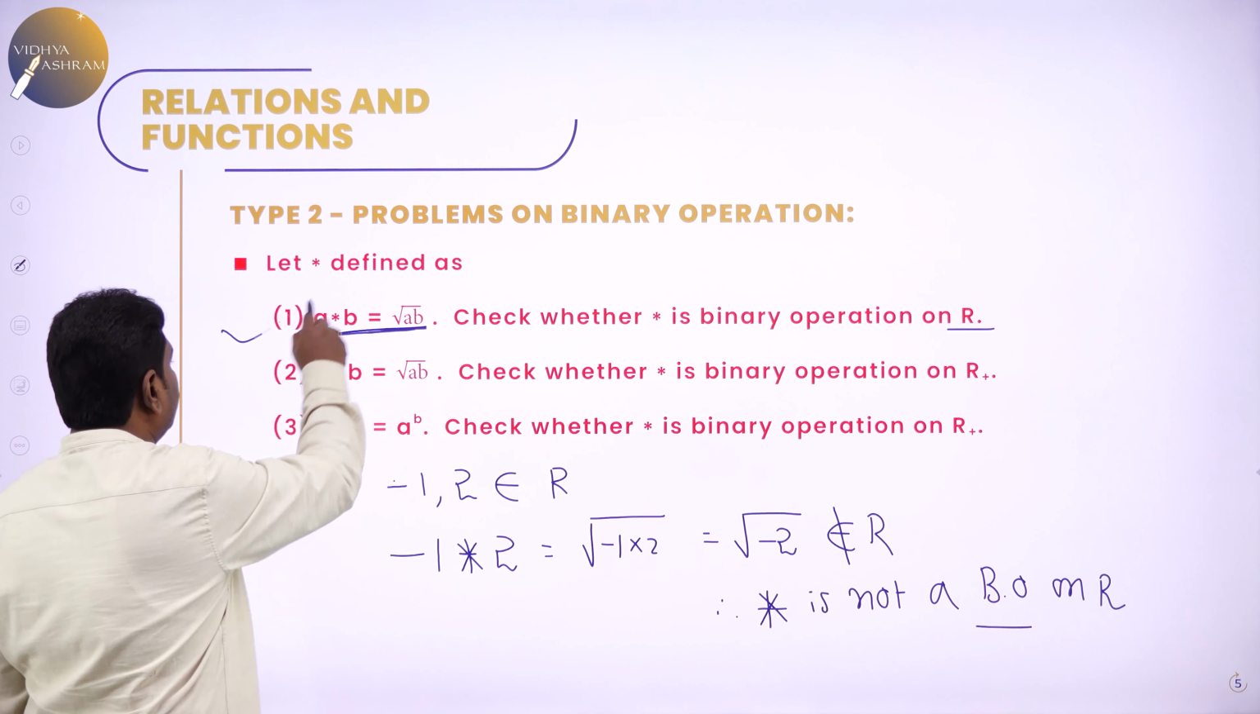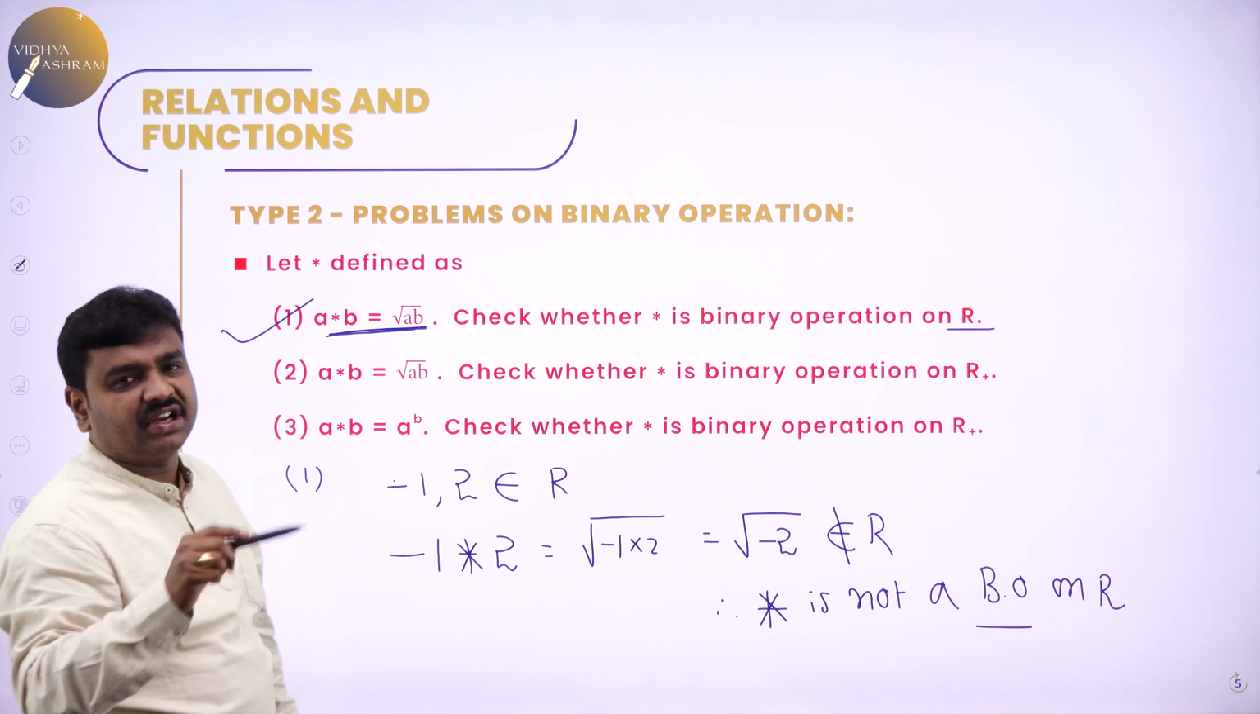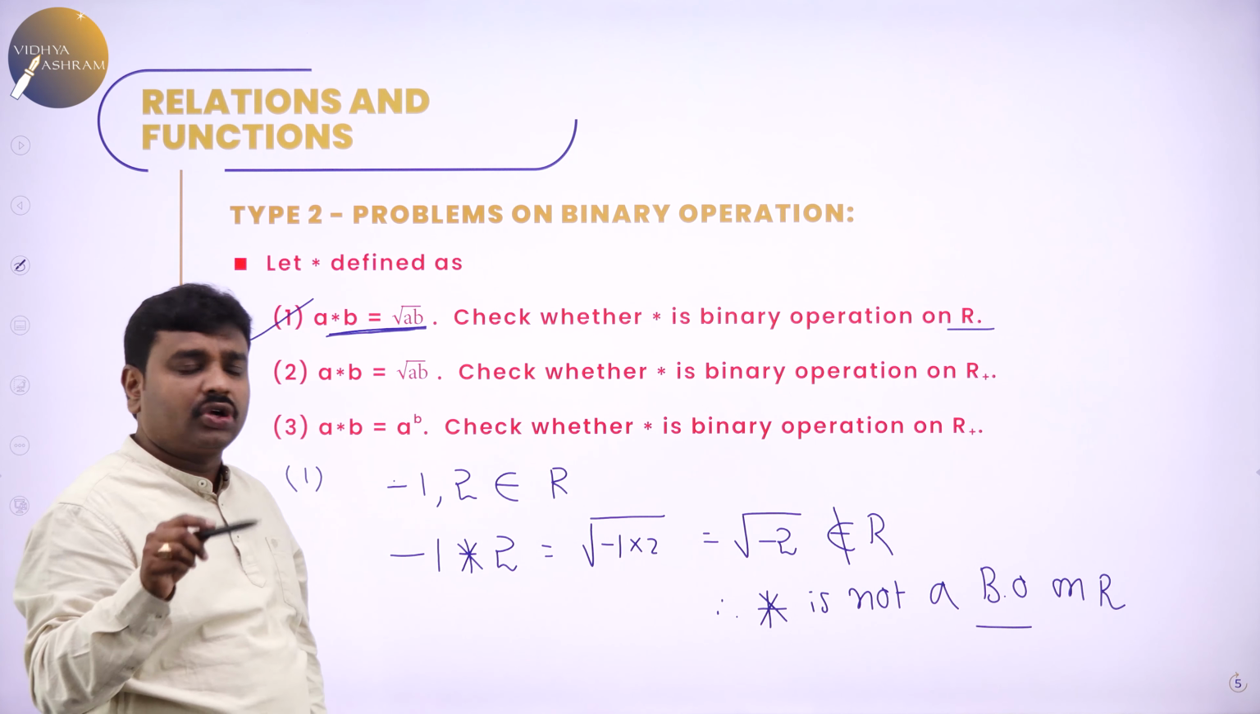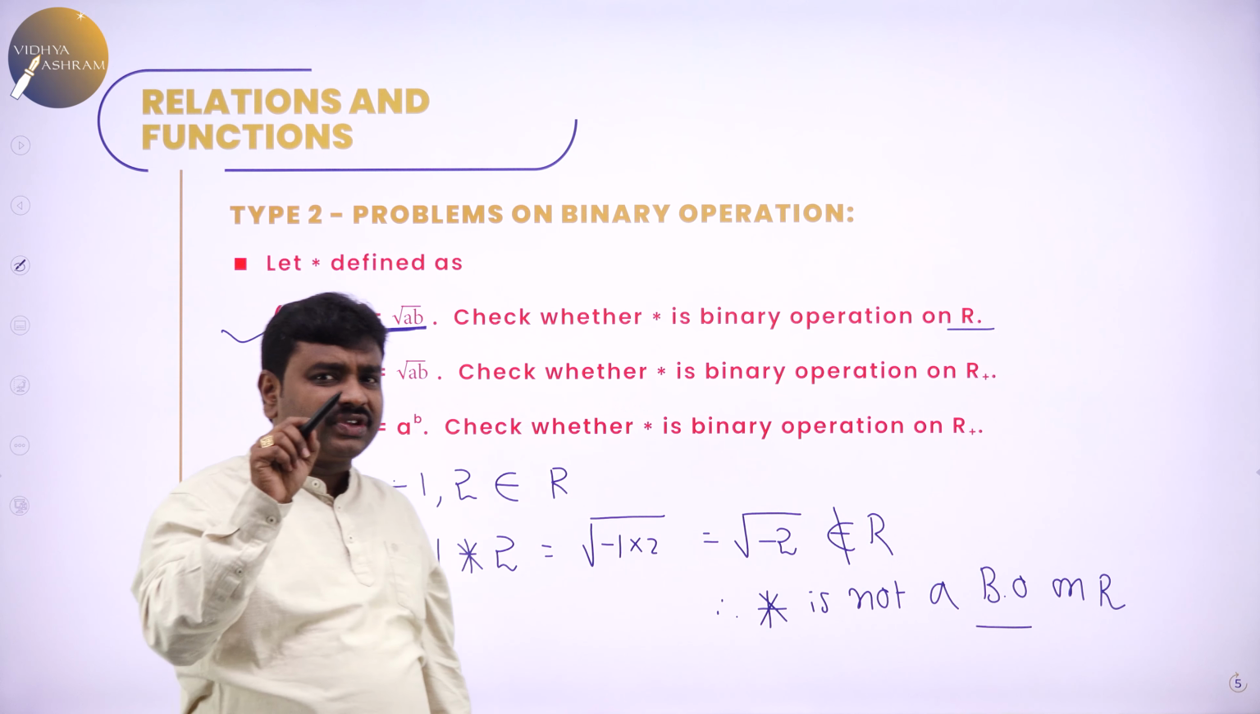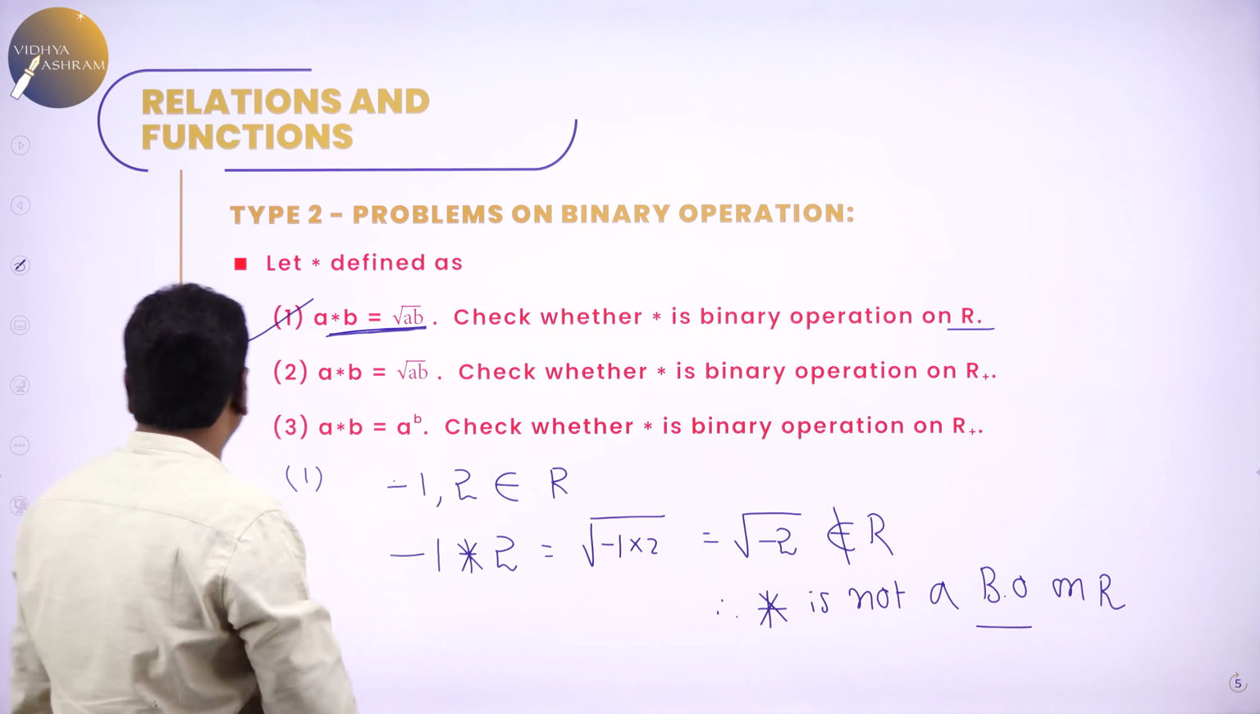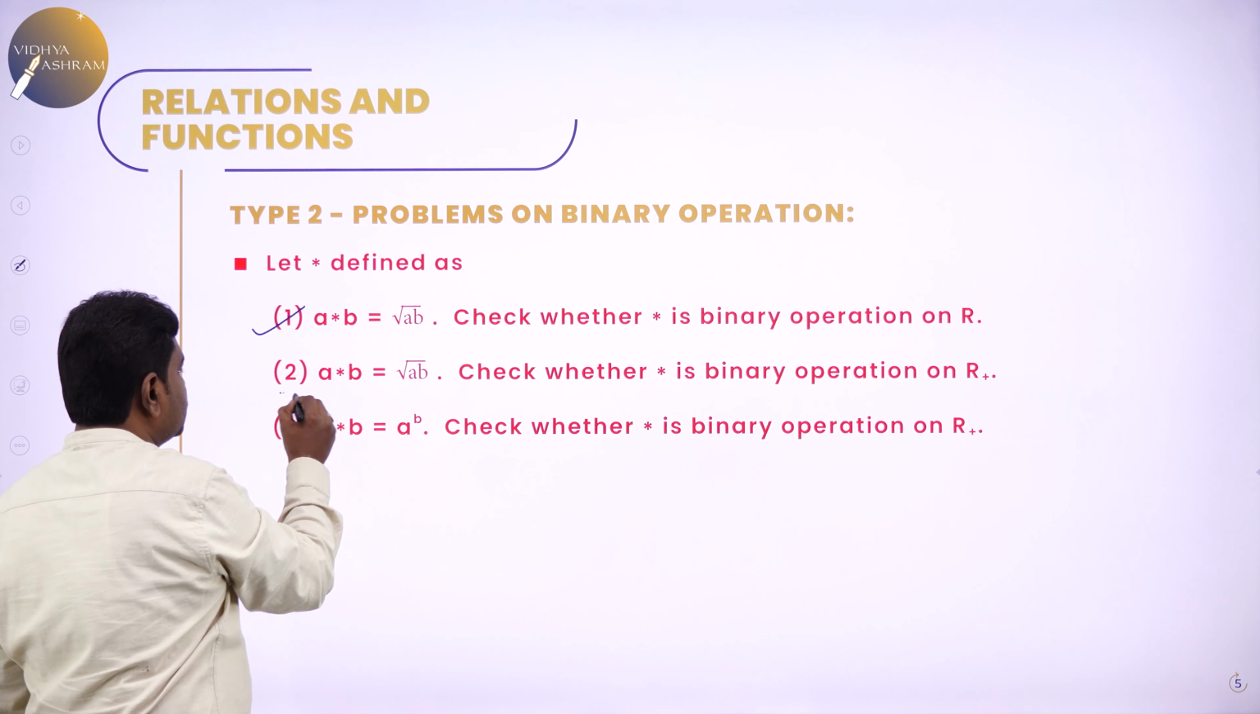I hope all of you understood the first one. The first one is not a binary operation. Why? Because we are getting the root of a negative number, and the root of a negative is not a real number. We are done with the first one. Now we will go to the second one.